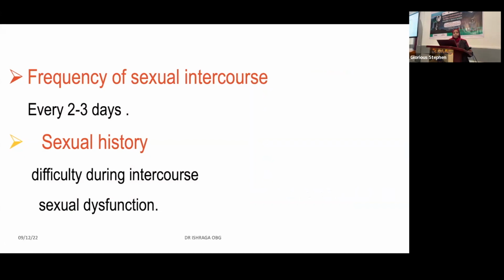We also have to inquire about the frequency of sexual intercourse, which normally will be every 2 to 3 days to achieve conception. In the sexual history, we ask about any difficulty during intercourse or any sexual dysfunction.